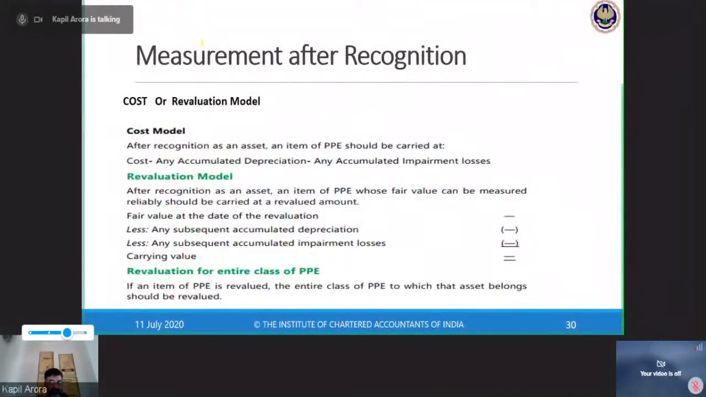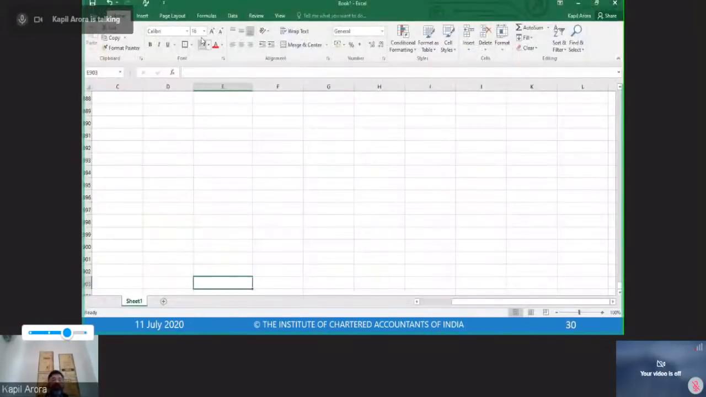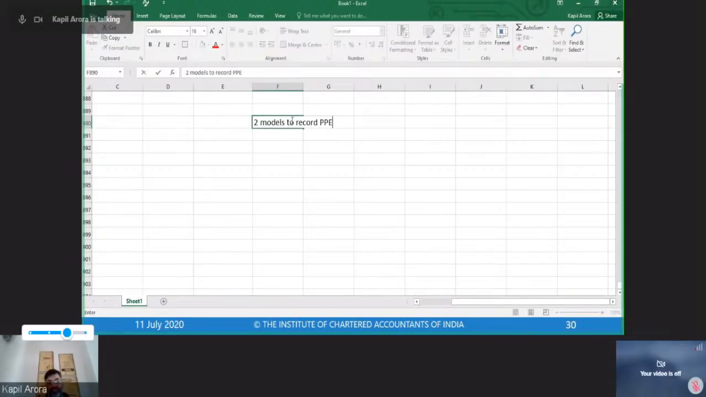Okay. Now moving further, here comes the more critical area where we need to find out what to do at every balance sheet date. At what value are we going to record our asset at every balance sheet date? There are two models to record asset or PPE at every balance sheet date. First one is the cost model. Second one is the revaluation method.